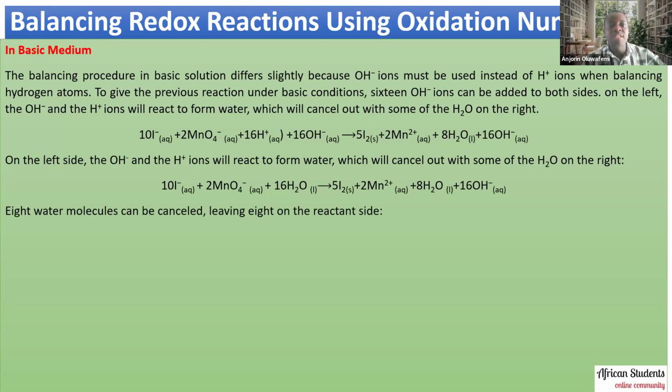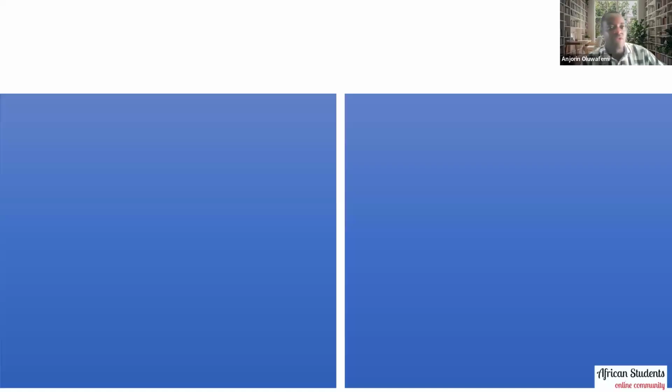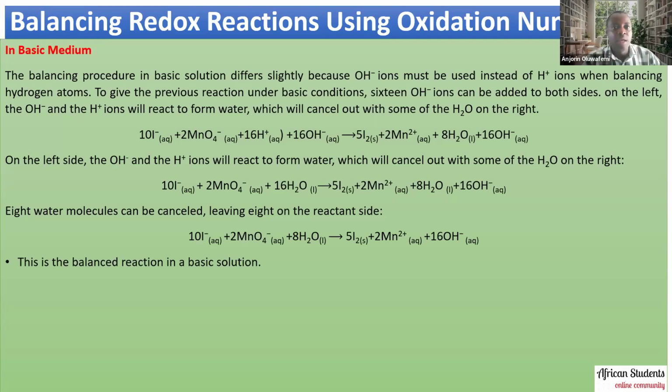So he said 8 water molecules can cancel, leaving 8 on the reactant side, and that's true. We have arrived at the balanced equation, but we can simplify it a bit further. So we can cancel 8 water molecules, leaving 8 on the reactant side. Yeah, that's very correct. When you do that, you end up having this particular equation as displayed on the screen. So this is the balanced reaction in a basic solution. It is balanced in terms of atoms and in terms of charges. So that is how to balance in basic medium.